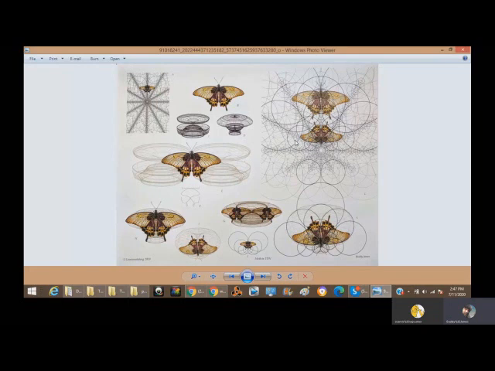Sonobiology, creatures that come out of sound, diatoms, beautiful geometries that form out of glass for all the other creatures to start eating. And once those start building algae plumes, then all creatures could start living.